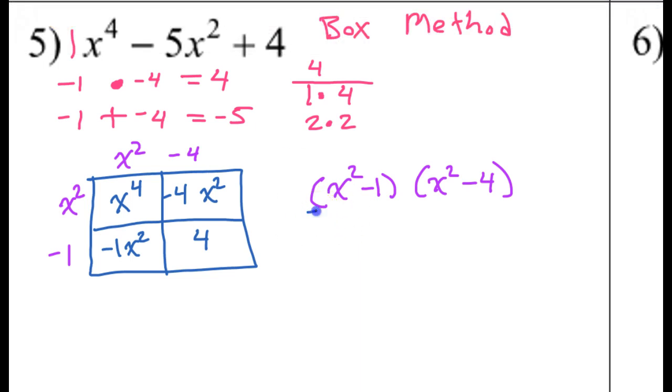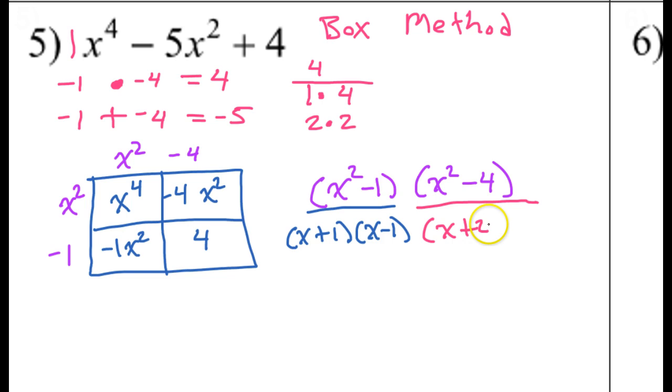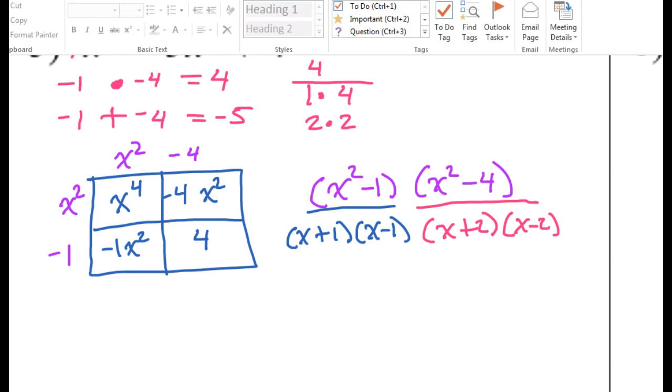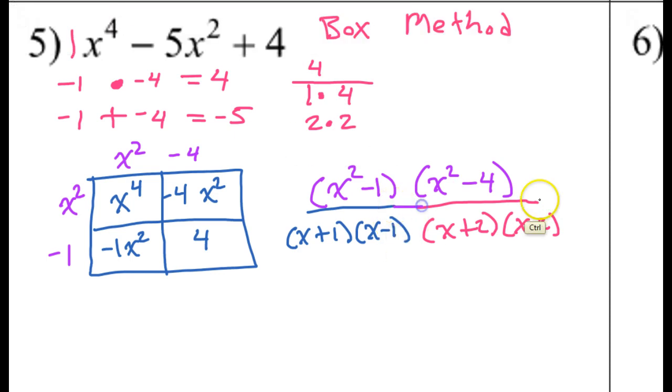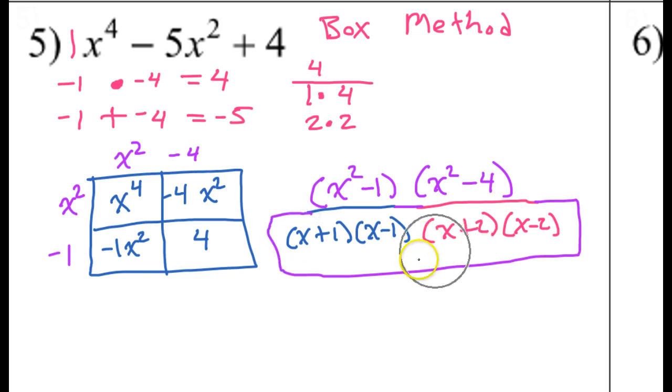So the first one, x squared minus 1, is going to factor as x plus 1 times x minus 1. And then the second one, this is also the difference of 2 squares. This can be factored as x plus 2 times x minus 2. Okay, so that will give us the final answer. Alright, that's what I call a final answer.